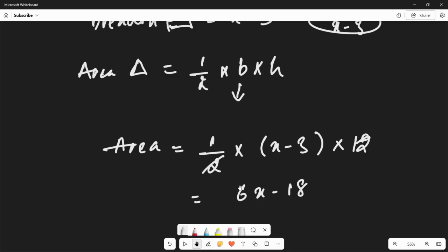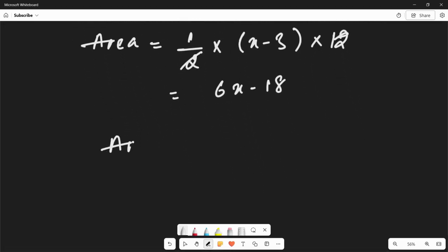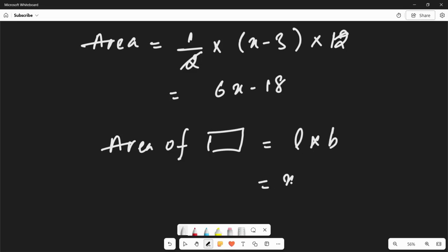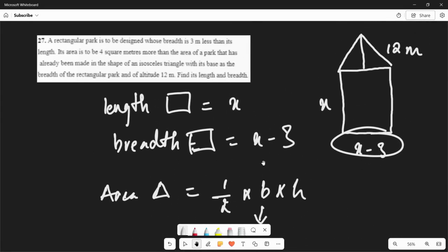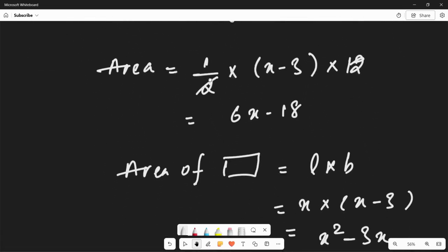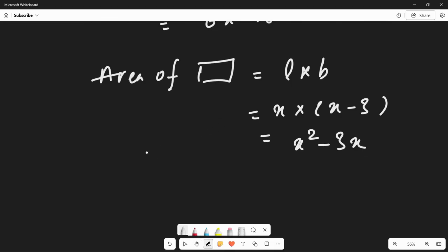Now the area of the rectangular park is nothing but L into B, that is x into x minus 3, that becomes x square minus 3x. Now we are also given the condition that the isosceles triangular park's area is 4 square meters less than this rectangular park.